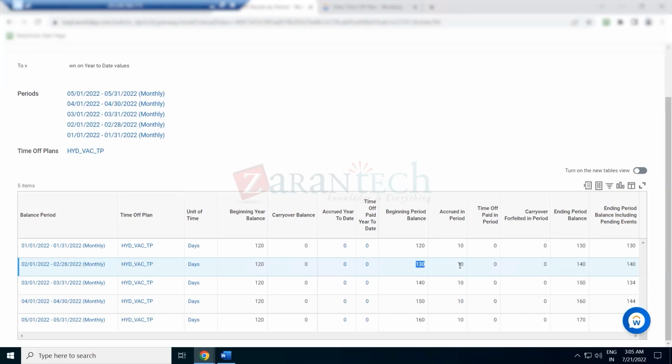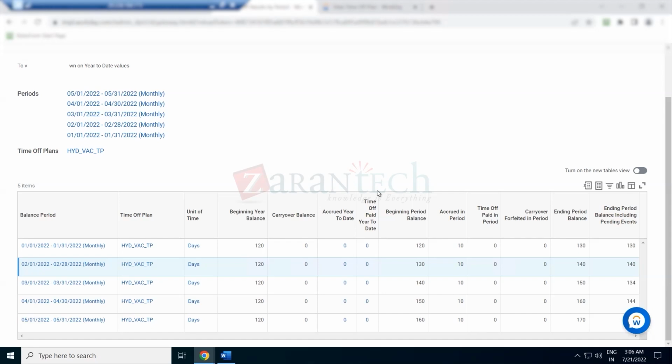Beginning period is 130. I got another 10 days accrued, so it begins at 140. On the first day of May, I have 140 as the beginning period balance. If it is bi-weekly, it will be like that with whatever dates. Currently it is monthly, that's why it is like that. Another 10 days, 150. It will not change from the perspective of an employee. It will be the same. There will not be any difference in terms of that.